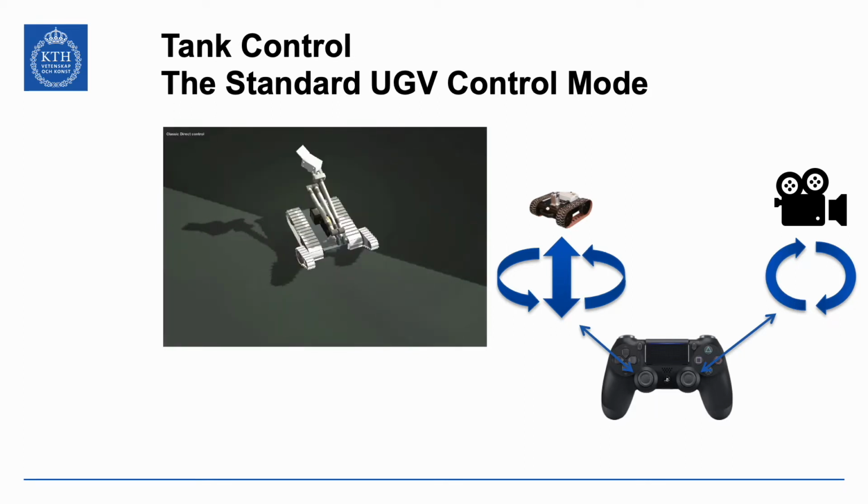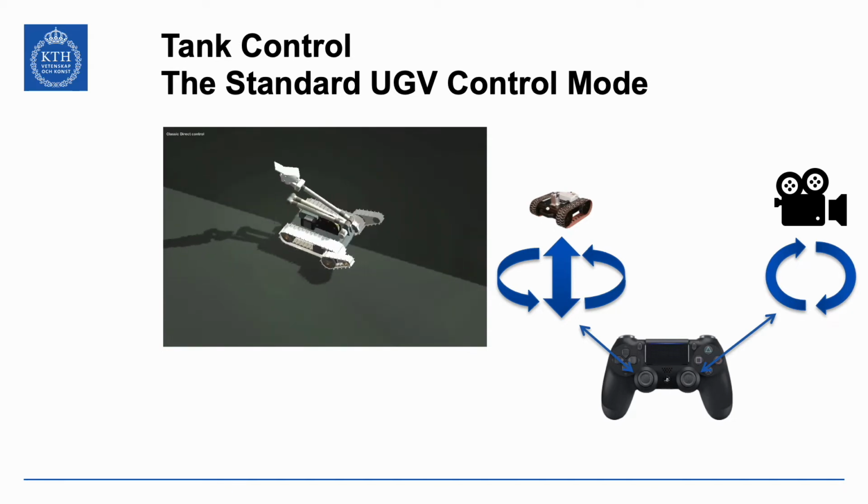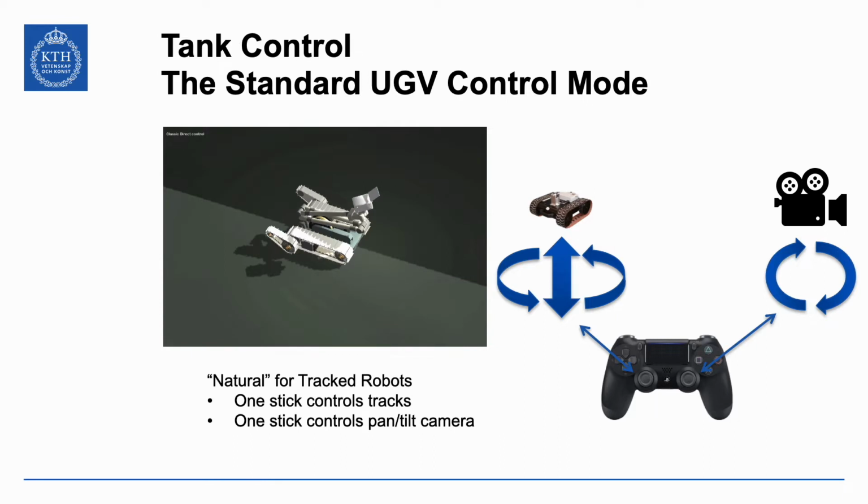So it looks kind of like this. You have the robot turning left, turning right, going forwards and backwards. This is the left stick. And then you can move the camera with the other stick. So this is fairly natural for tracked robots. You have one stick for the tracks and another stick to control the pan-tilt camera.